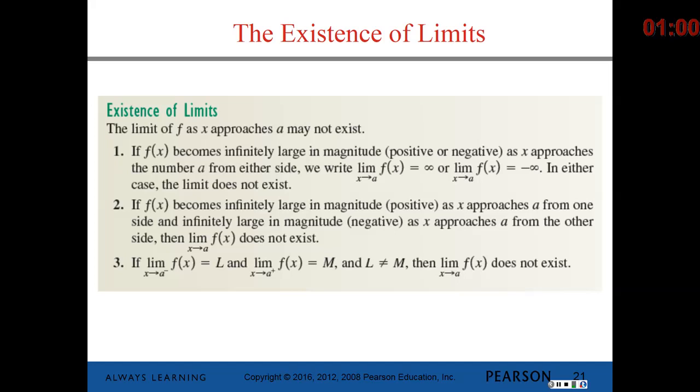If the limit as x approaches a, where a is any number, from the negative side is equal to L, and the limit as x approaches a from the positive side is equal to m, and L doesn't equal m, in other words, if the left-hand limit doesn't equal the right-hand limit, then the limit of f of x doesn't exist at that number. Your limits have to match from the left and right. That's the moral of all of the first section. The limits have to match, or they don't exist.